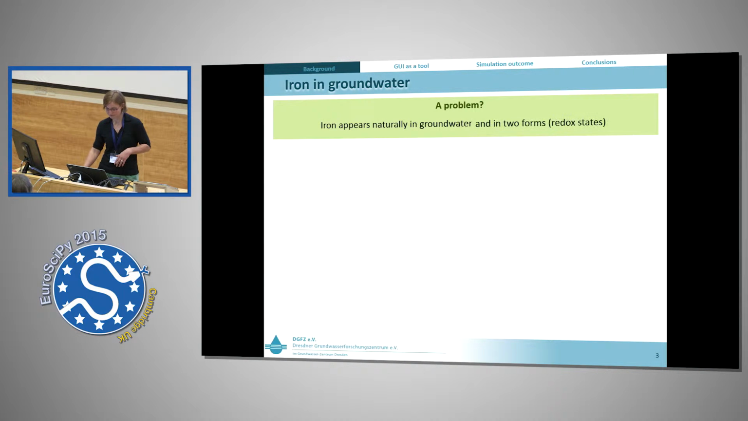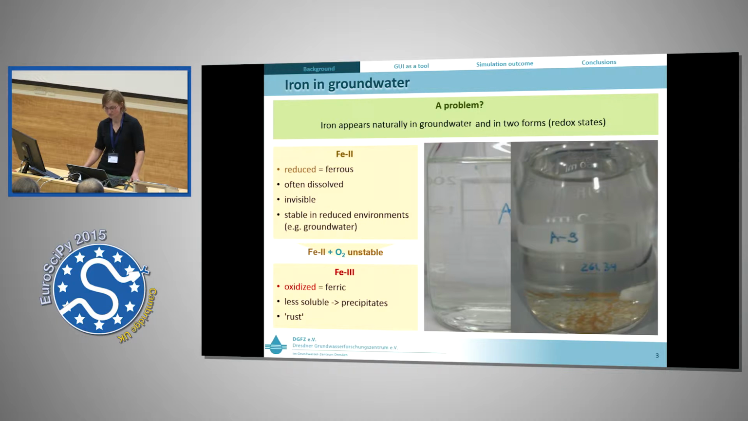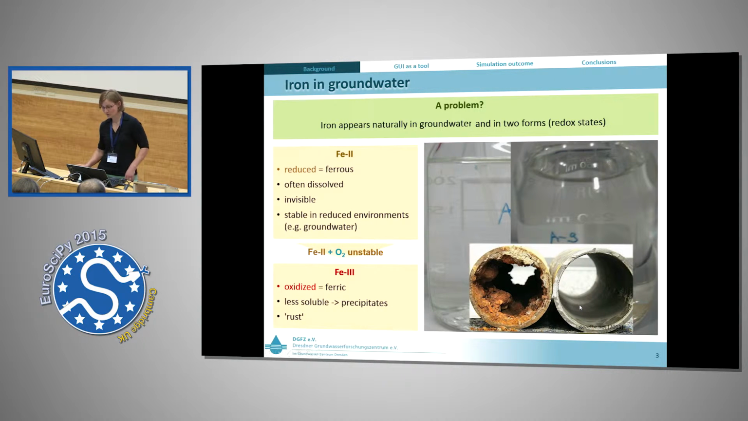Iron appears in two forms called two redox states. Normally the iron in groundwater is reduced and you cannot see it in the water. But in contact with oxygen it's getting unstable. It's oxidized to ferric iron, and then you have these precipitates, and you probably do not want to have them in your sink or in your armatures or in your pipes, so this is just making problems.